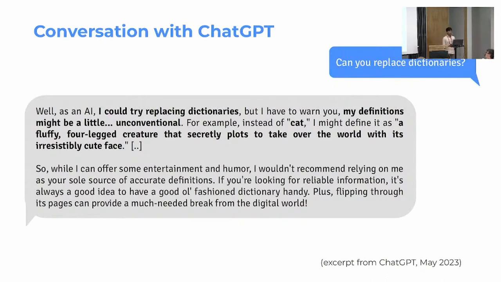I was curious, and then ChatGPT answered, well, as an AI, I could try replacing dictionaries. But I have to warn you, my definitions might be a little unconventional. For example, instead of cat, I might define it as a fluffy, four-legged creature that secretly plots to take over the world with its irresistibly cute face.